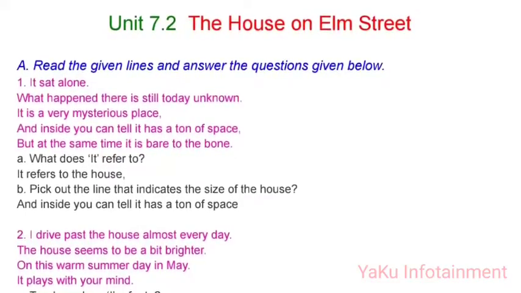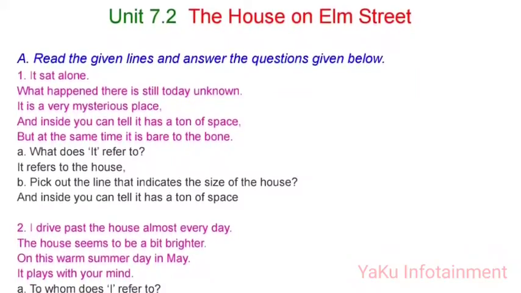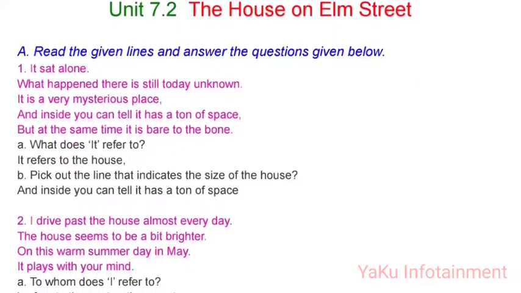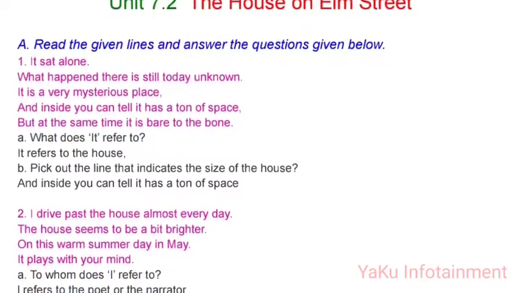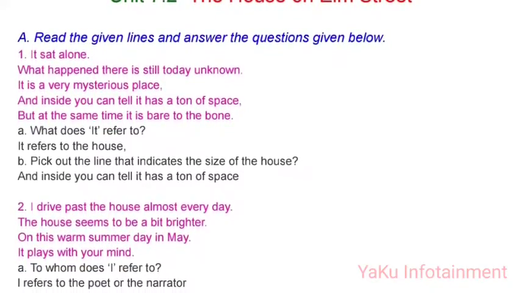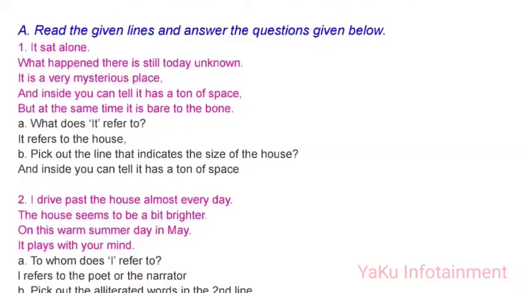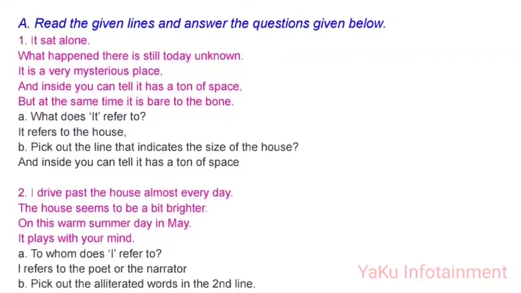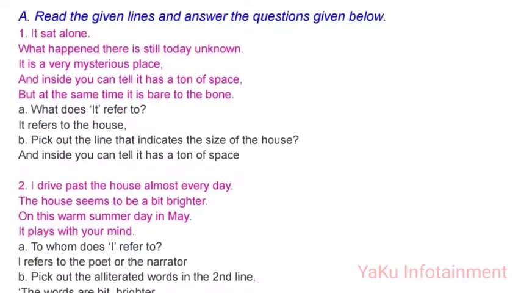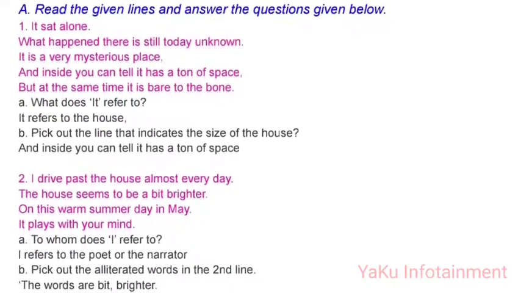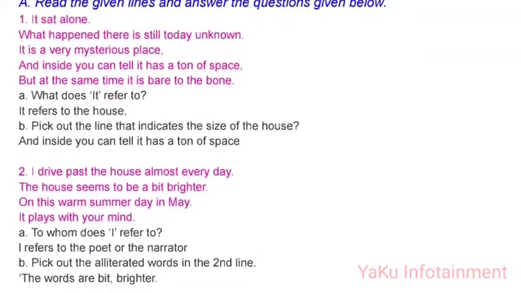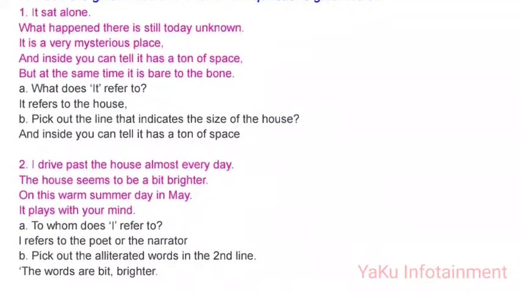Unit 7.2. The house on Elm Street. A. Read the given lines and answer the questions given below. 1. It sat alone. What happened there is still today unknown. It is a very mysterious place. And inside you can tell it has a ton of space. But at the same time it is bare to the bone.